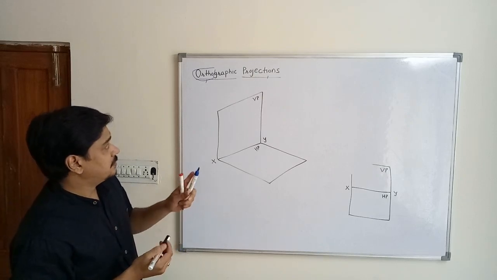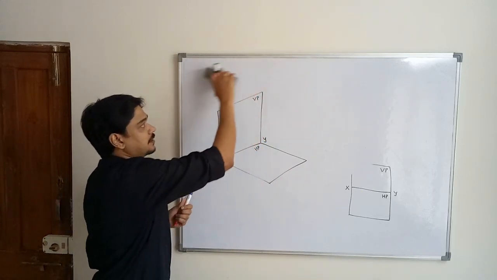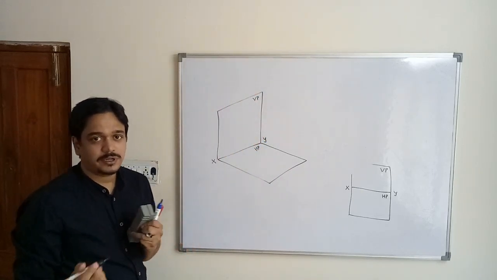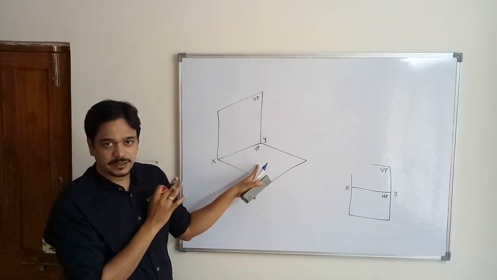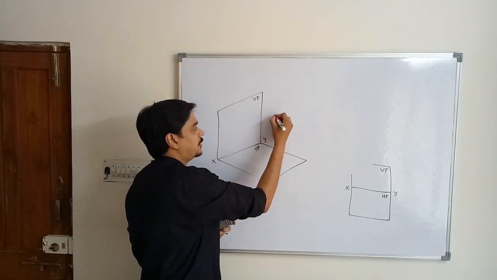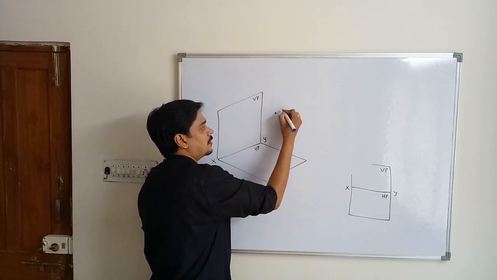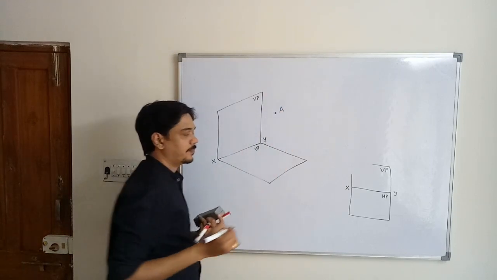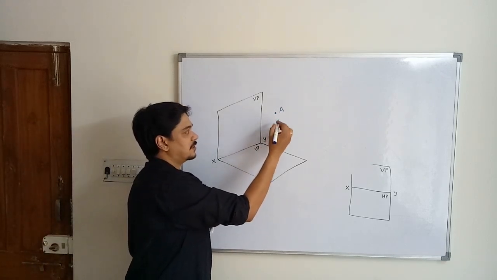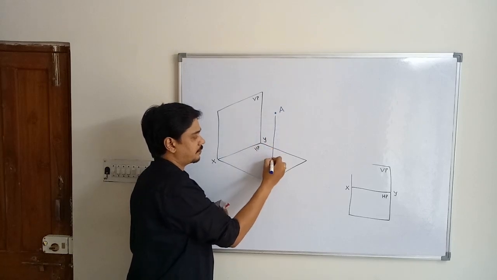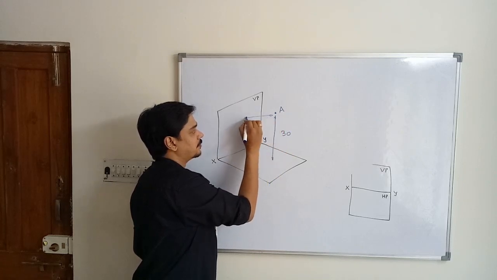Now projection of a point means you are obtaining an image of a point or shadow of a point on this vertical plane as well as horizontal plane. So if you consider a point A, if you consider a point A situated at, say, let us take this distance as 30, and this distance as 20.